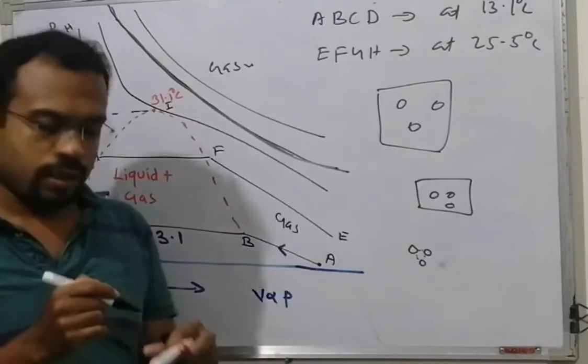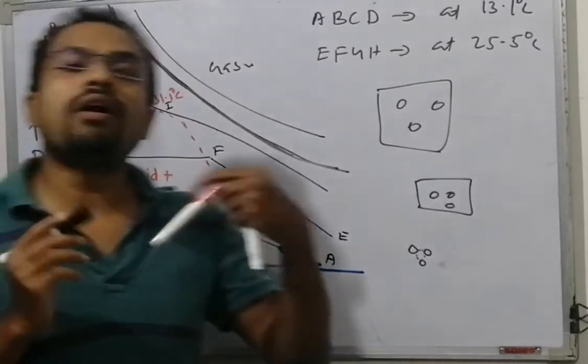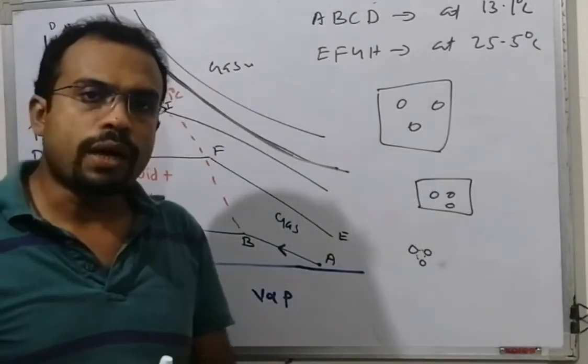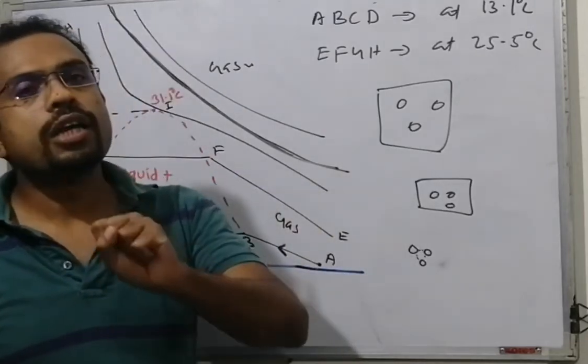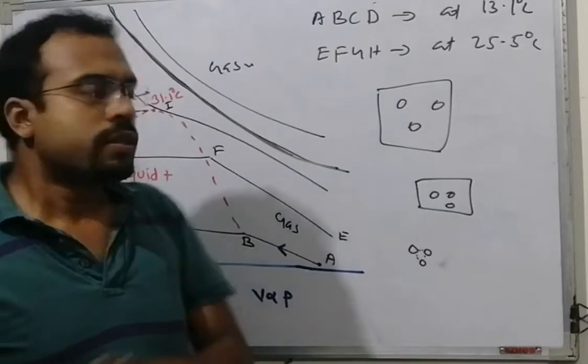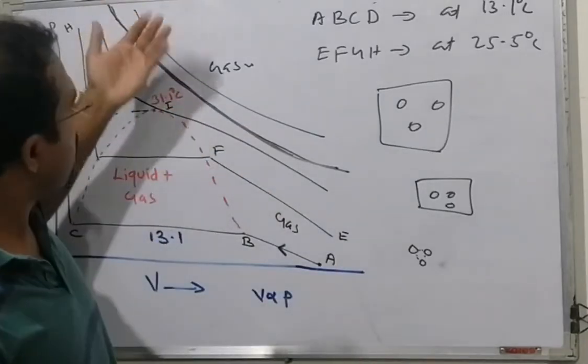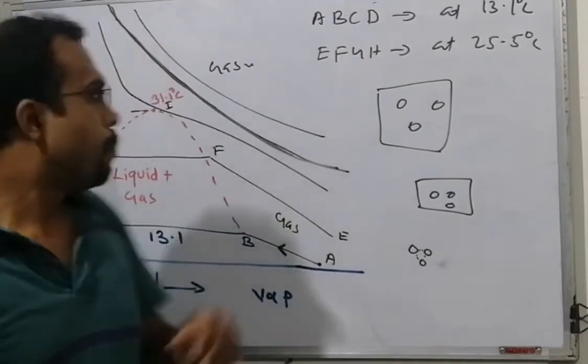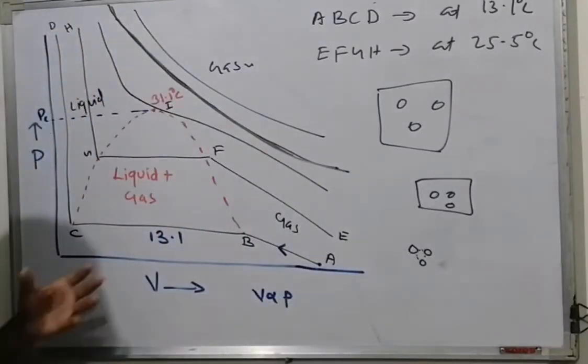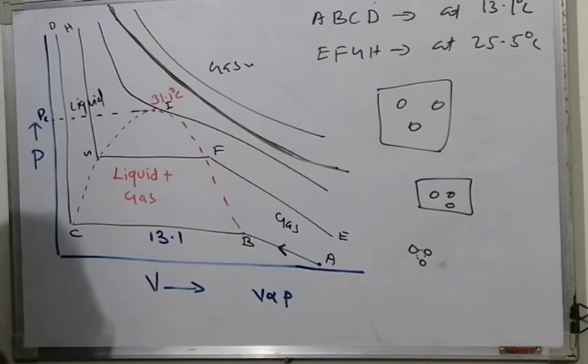Above this temperature, you cannot liquefy. Whatever the pressure applied, at every pressure, that gas will be gas. Therefore, above this temperature, the gas will look like a Boyle's law graph. But below this temperature, PV isotherms are not Boyle's law isotherms because there is liquefaction.